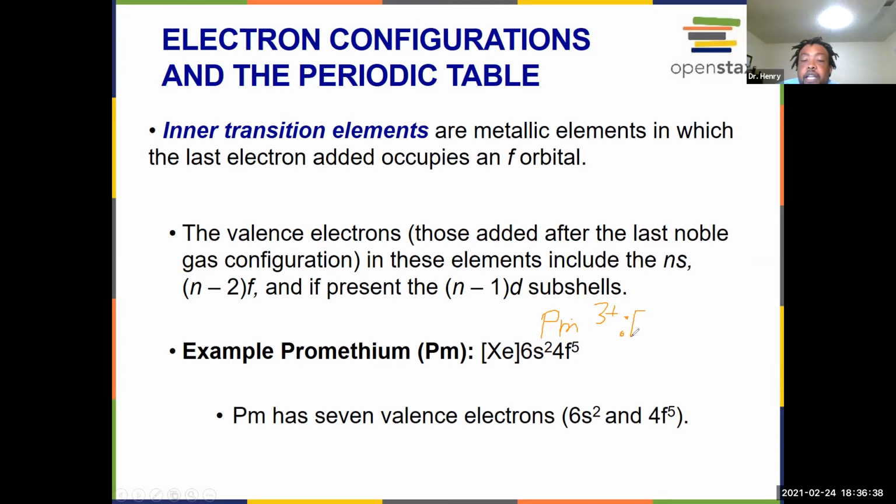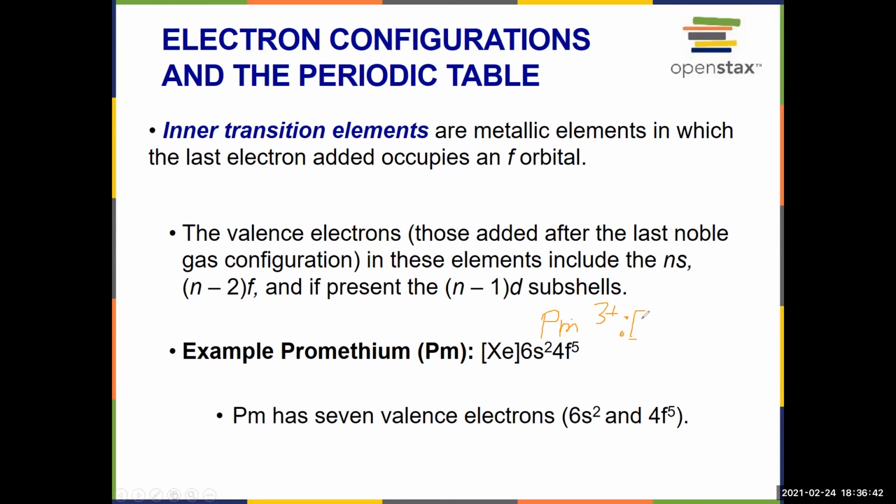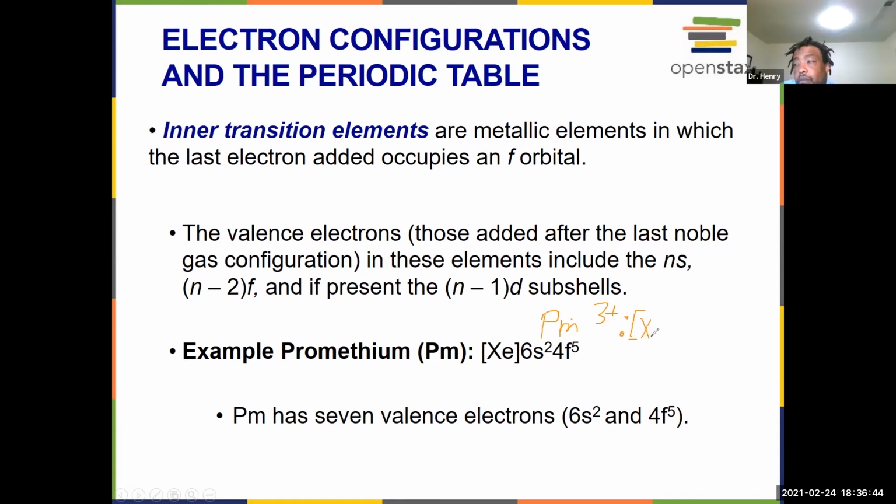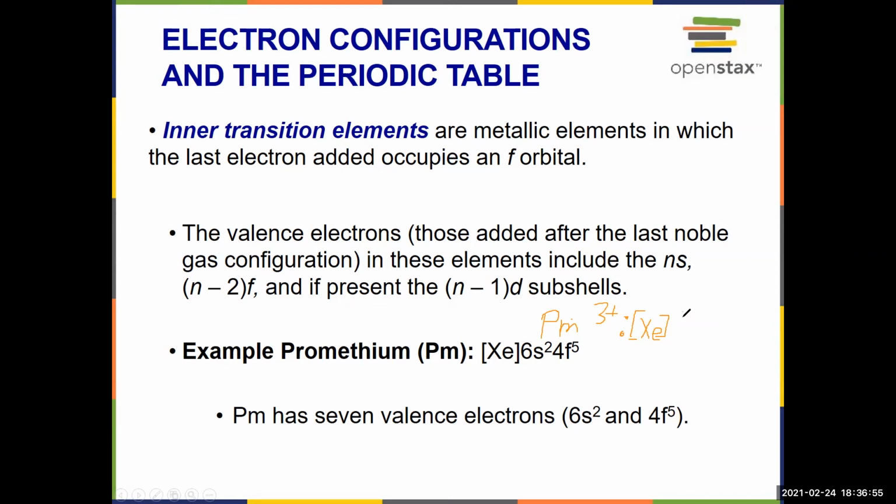So we're removing 3 electrons. So it'd be 4f4? So it'd be xenon, and then it'd be what? Is that 4f4? I said 4f4. 4f4, that is correct.